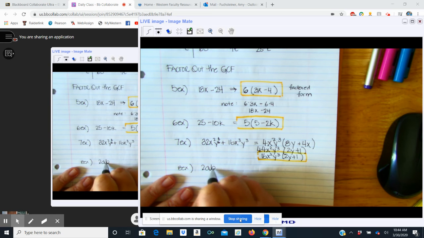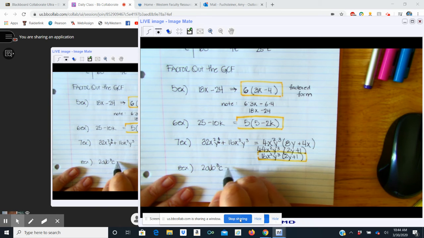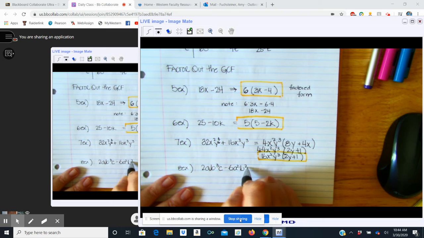All right, so 2ab cubed c minus 6a squared b squared c squared minus ab.